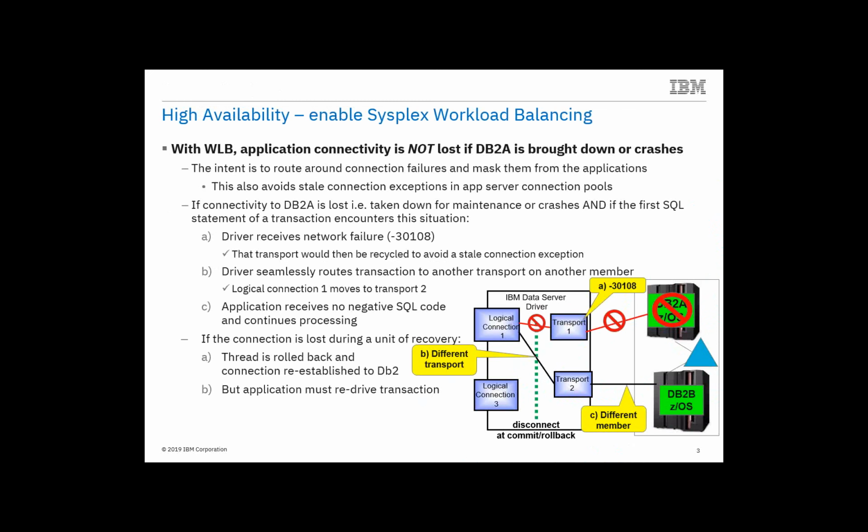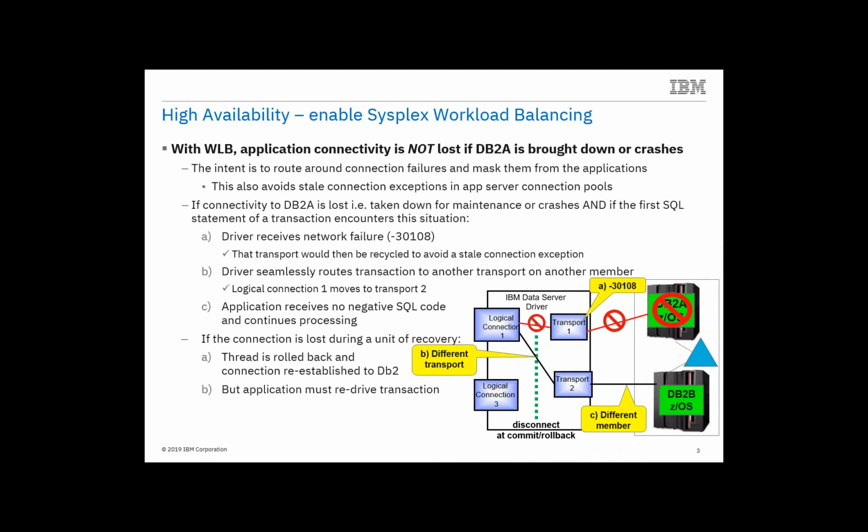And with that, if it's the first SQL of the transaction, we will seamlessly route that transaction to the other member of the DB2 without the application even knowing. We will send a positive SQL statement back if it's monitoring for it, but otherwise he knows none the wiser. So we'll redistribute connections, move the transaction over if we can, and then keep going, business as usual.